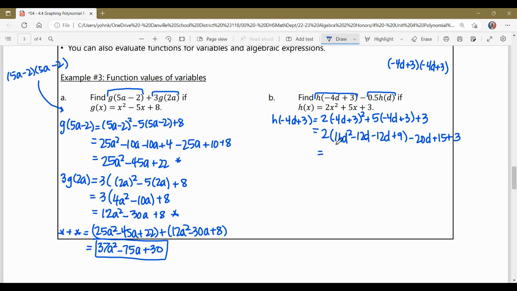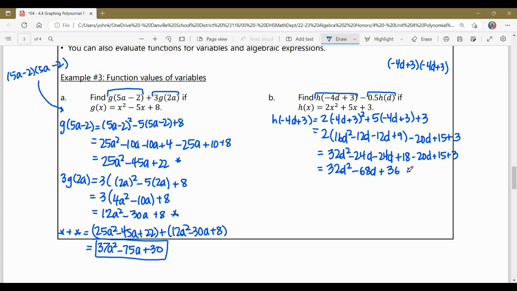And then collect like terms. Let's see. 2 times 16d^2 is 32d^2. 2 times -12d is -24d. 2 times -12d is -24d. 2 times 9 is 18, minus 20d plus 15 plus 3. And then finally 32d^2. I got minus 24d, that's minus 48d, minus 20 more d is minus 68d. And then I got 18 plus 15 is 33, and 3 more makes 36.